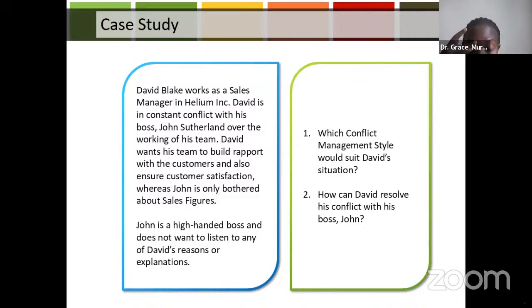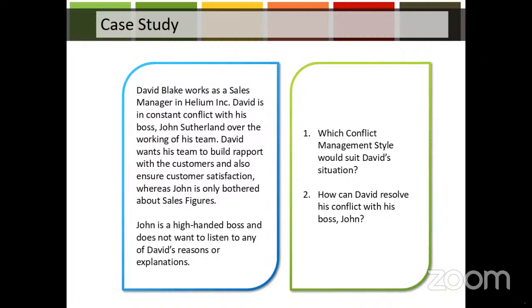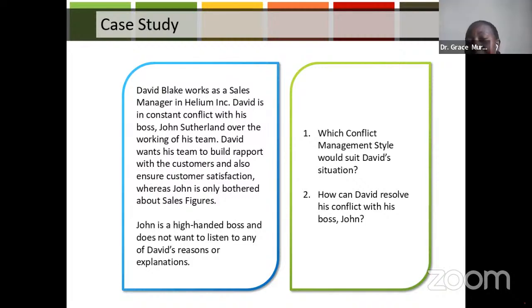Let me just combine with number 2 a bit in a different way. If you are to use compromise, it means we need John to cooperate. If you use collaboration, it means we need John to cooperate, isn't it? We need his cooperation in either collaboration or compromise. The only style where we may not need his cooperation is avoidance, because that means we give up. Accommodating means we let him win. Competition means David forces his issue. So compromise and collaboration. But how do we bring John to the discussion table?